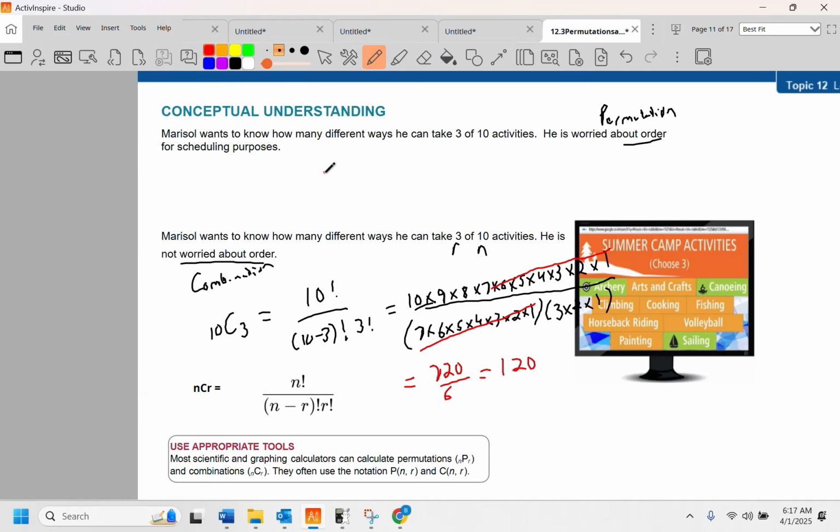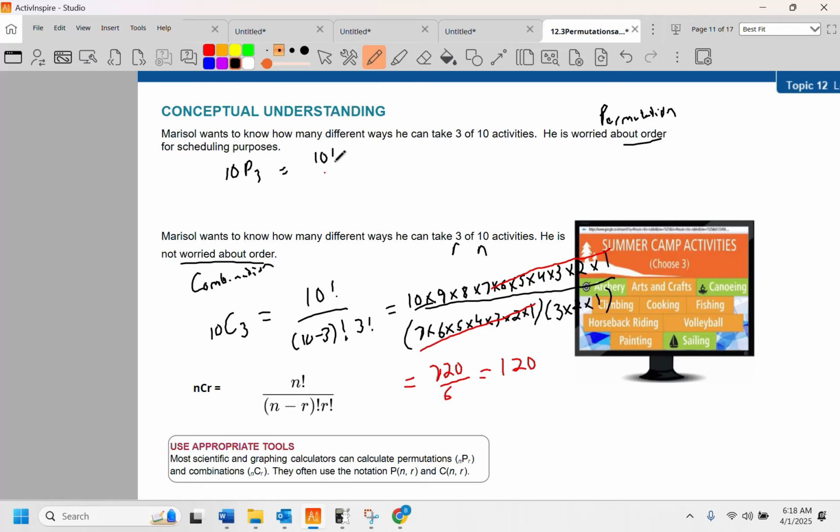Now up top, that is a permutation. And you're seeing me do these things by hand because I want you to actually remember the formula for a permutation. So this is 10 pick 3, and order does matter. Because order matters, you're going to have a much, much bigger number. And the formula is way different too.